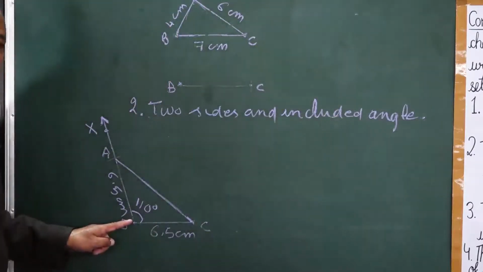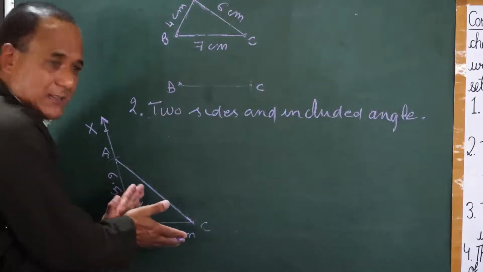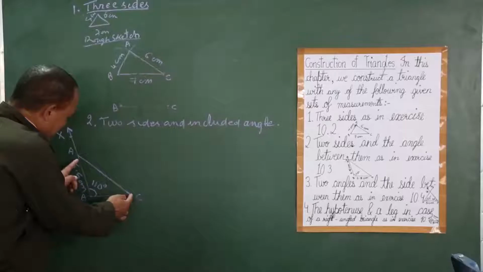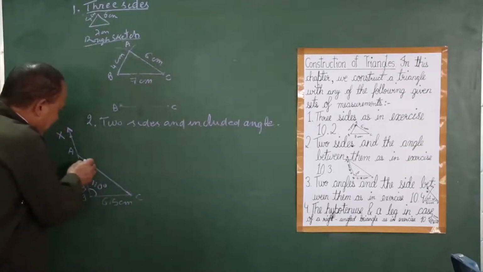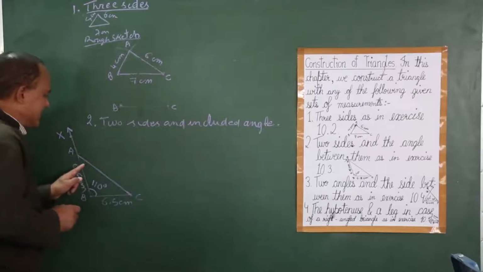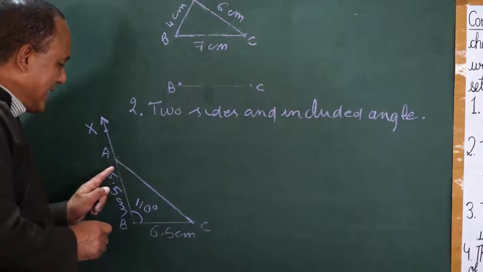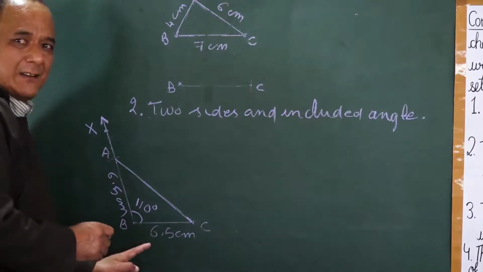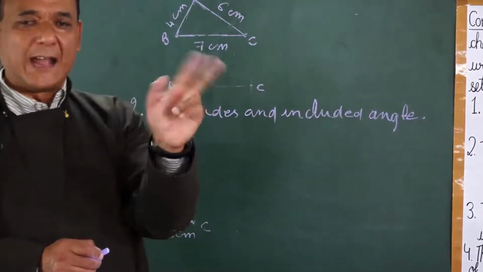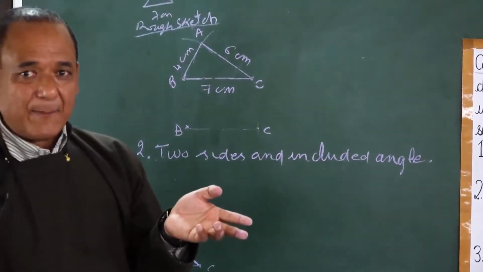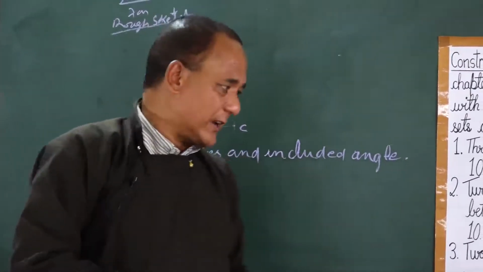Why is it the included angle? Because it is included between these two lines. This is the included angle. For example, if I have this angle, this is the excluded angle. Angle A is the excluded angle because that is not between these two lines. So now the difference between excluded angle and included angle, I think you are clear about what exactly these included and excluded angles are.